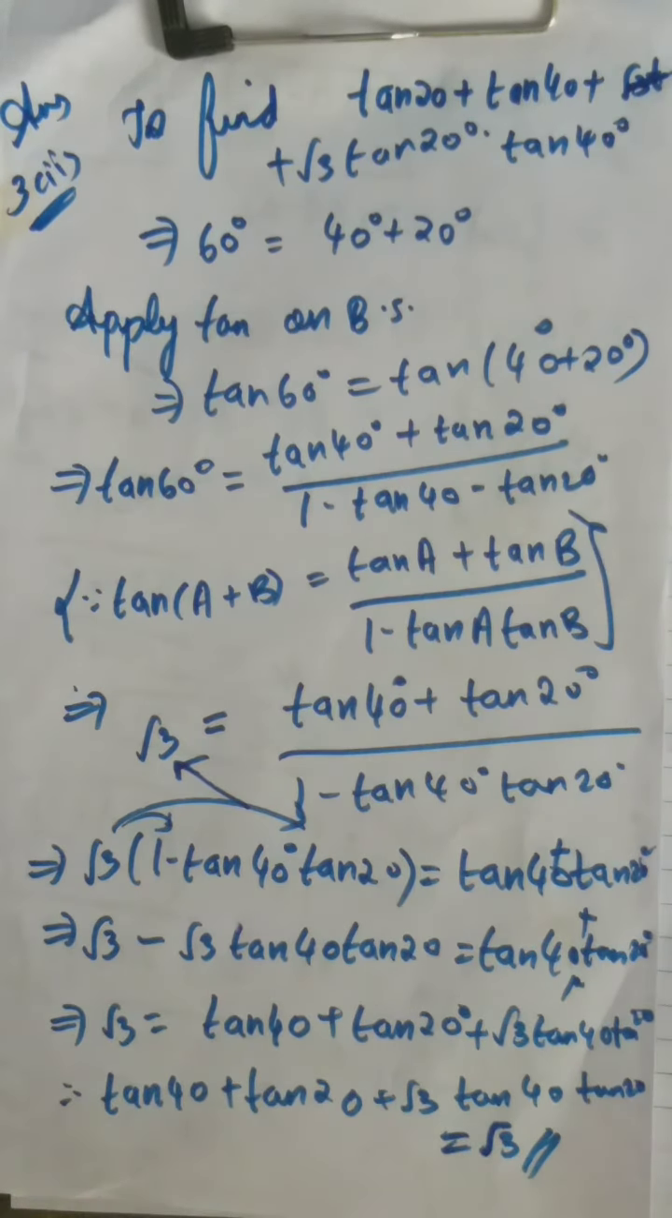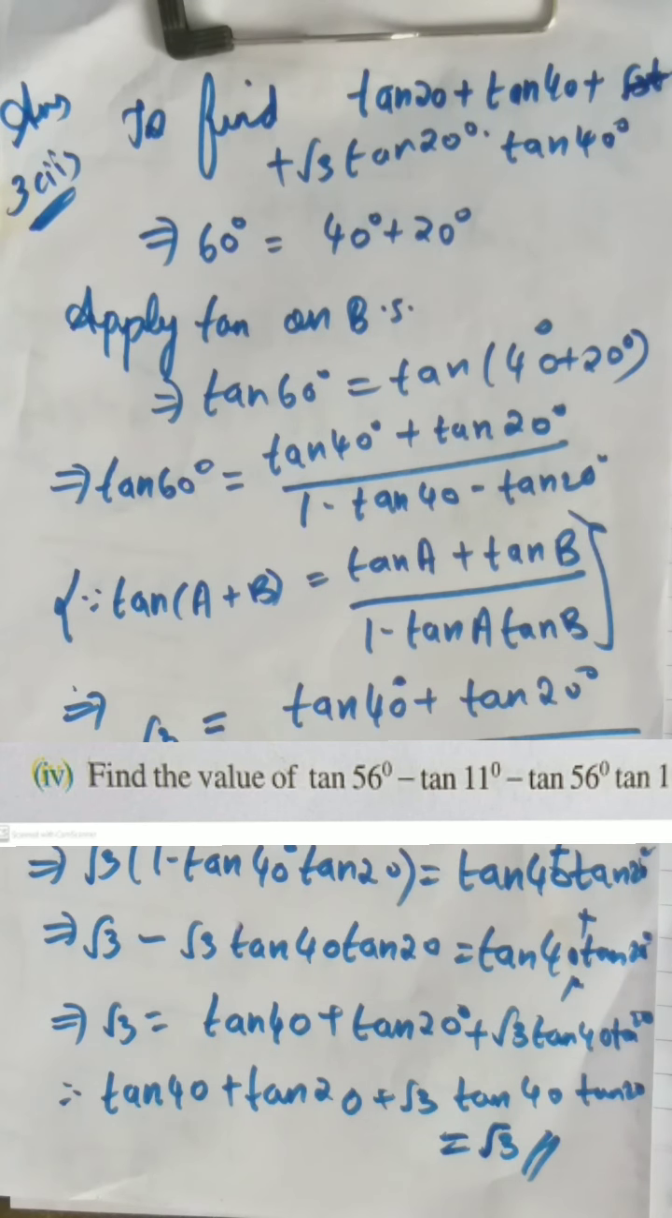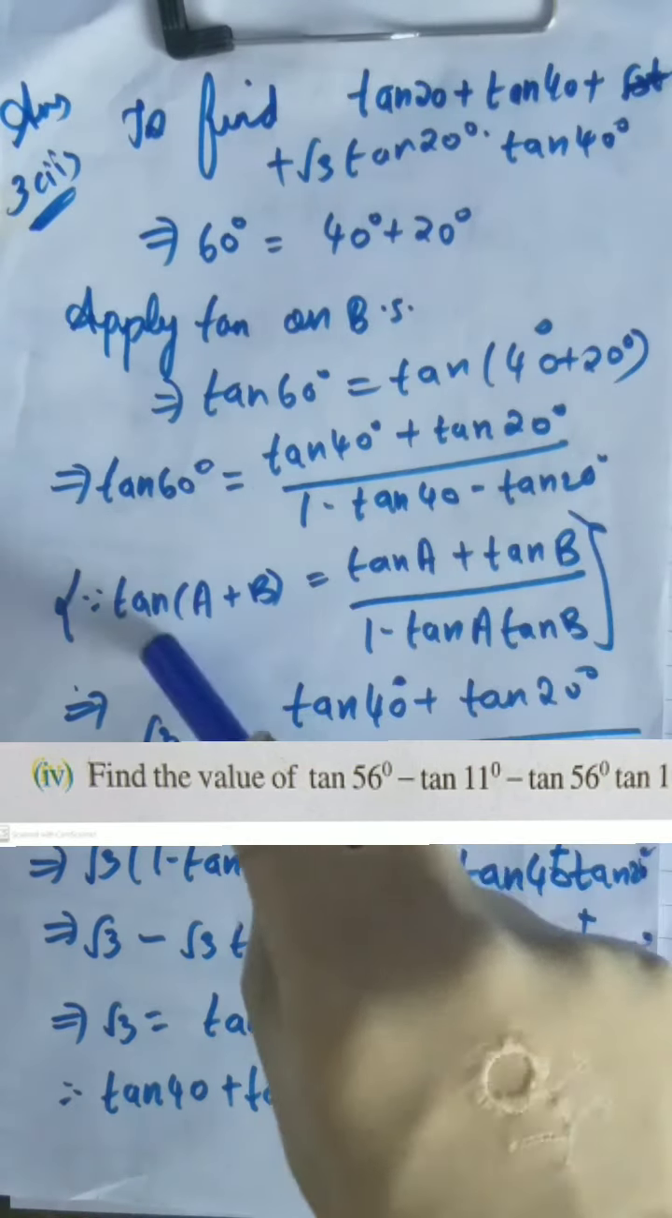Moving on to third question, fourth bit. The question is, find the value of tan 56 minus tan 11 minus tan 56 into tan 11. So in this question also, we'll use a formula of tan. In these types of questions, if we have plus, we'll use the formula of tan(A plus B).